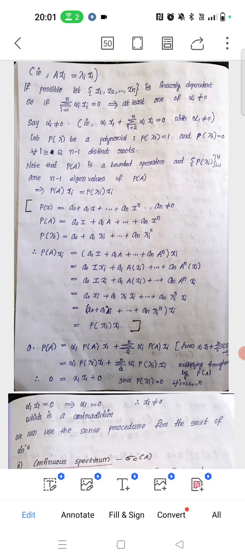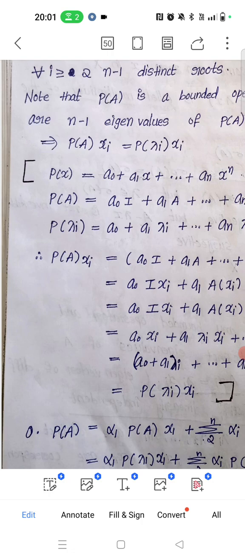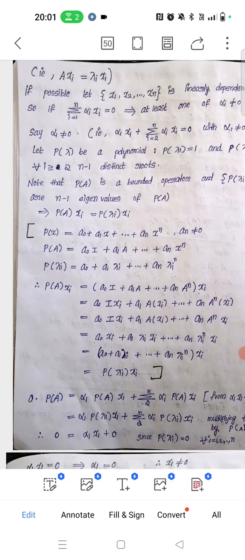Now what is p of A? p of A is equal to a0 I plus a1 A plus etc. plus an A raised to n. Here it is actually capital A raised to n, meaning A composed with itself n times. So p of lambda i is equal to a0 plus a1 lambda i plus etc. plus an lambda i raised to n. Therefore p of A into xi is equal to p of lambda i into xi.